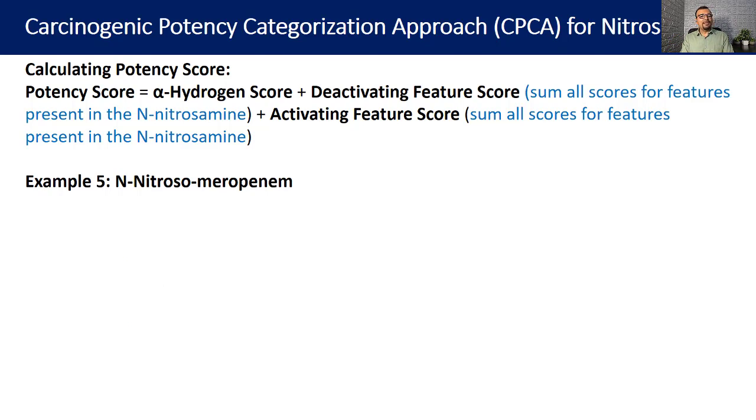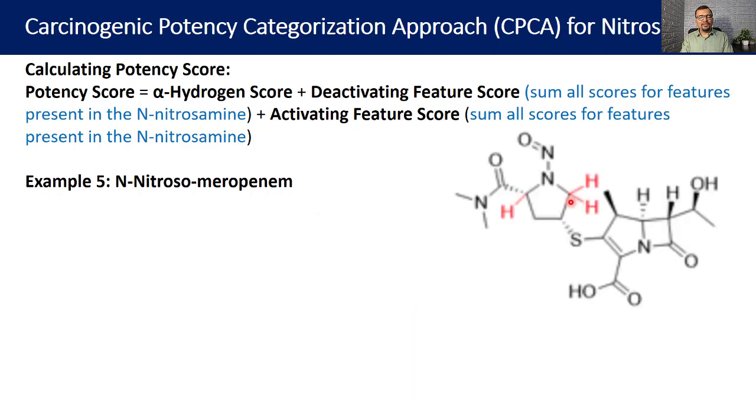The next example is N-nitrosomeropenem. So this is the structure of the compound. I'm so sorry for the blurred figure. But you can see that there are two alpha hydrogens on one side and one alpha hydrogen on the other side. So the hydrogen on the alpha carbon has a score of +3.